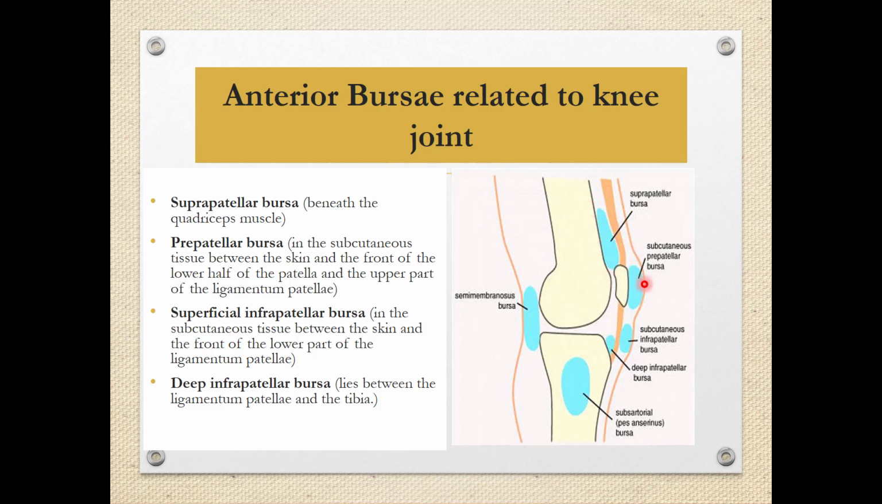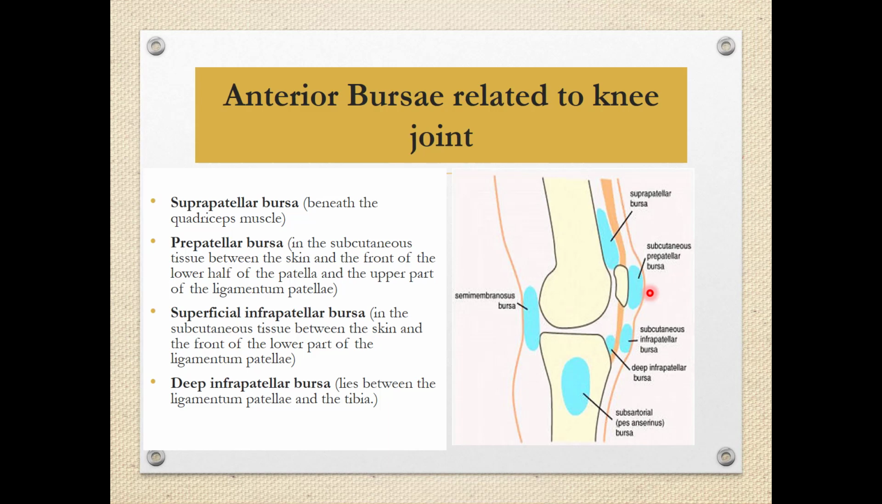Then we have the prepatellar bursa. This is subcutaneous and it is between the skin and the front of the lower half of the patella and the upper half of the ligamentum patelli. This is the upper half of the ligamentum patelli and this is the lower half of the patella and this is the skin. So it is in between these structures and it is called the subcutaneous prepatellar bursa. Subcutaneous means it is below the skin. Prepatellar means it is in front of the patella.